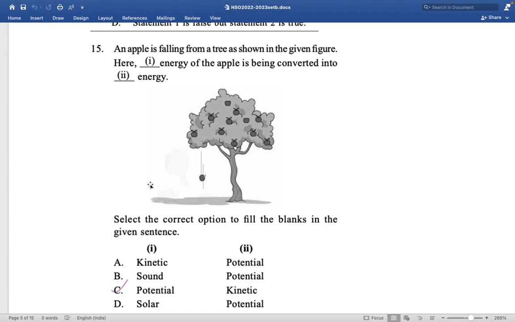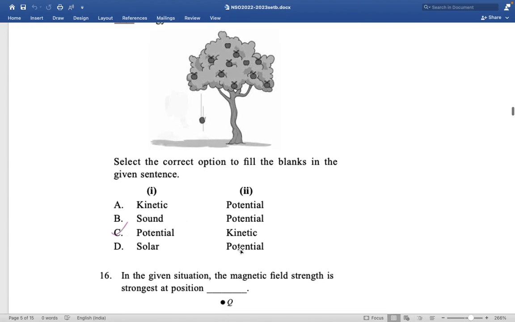Initially, the apple is having potential energy. When the apple falls from the height, its kinetic energy increases and the height is continuously decreasing, causing potential energy to decrease. Now, we can say that potential energy is being converted into kinetic energy. So, C is the answer.